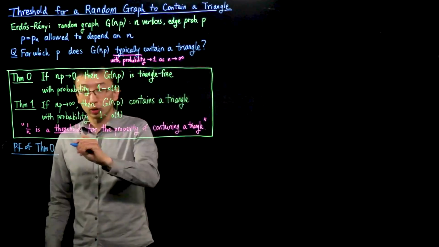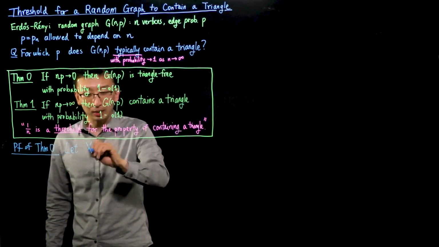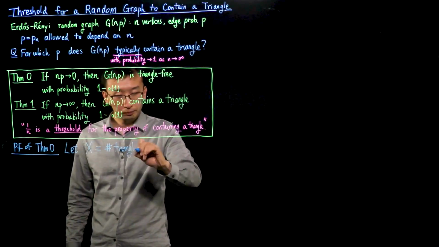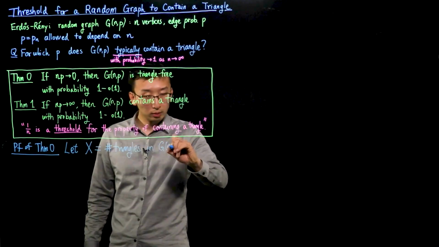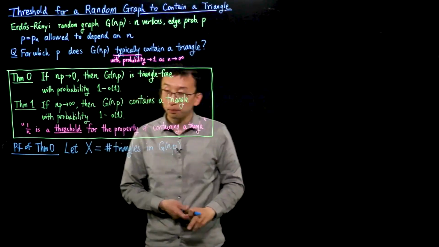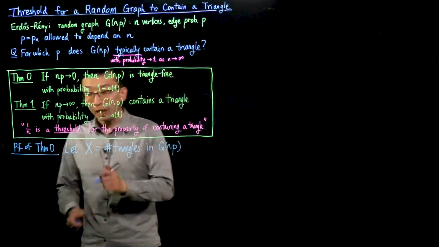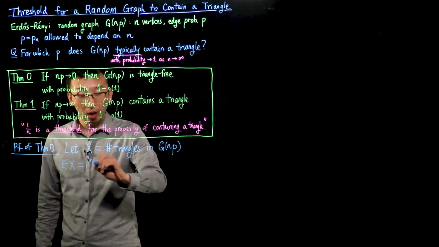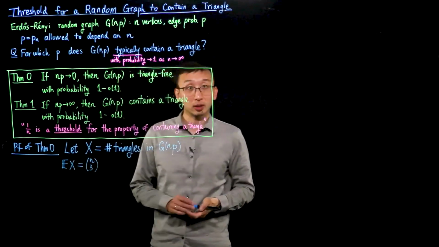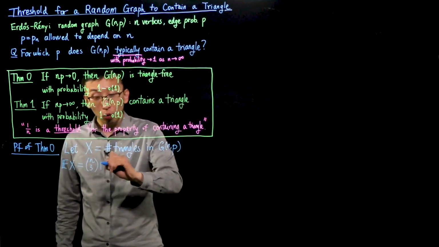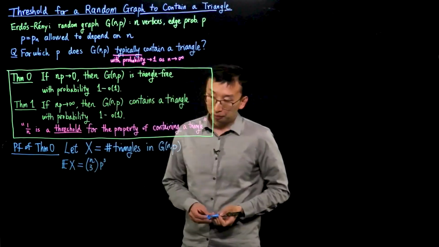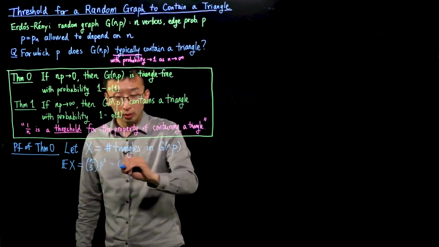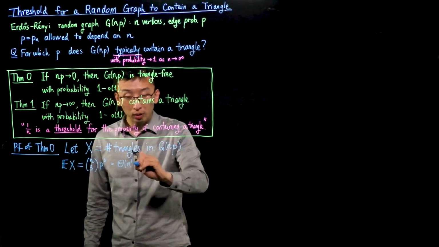We're looking at triangles, so let us define a random variable, X, to be the number of triangles in the random graph GNP. We can compute the expectation of X with not much difficulty, because by linearity of expectations, there are n choose 3 triples of vertices, and each triple forms a triangle with probability p cubed. We see that this quantity here is on the order of n cubed p cubed.